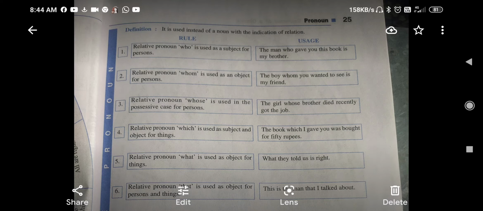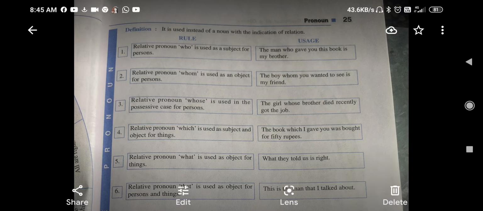Now relative pronoun. I have already told you about the relative pronoun. Definition: it is used instead of a noun with the indication of the relation, that is, it shows the relation, who, about whom you are saying. For example, relative pronoun who is used as subject for person. The man who gave me, that is, here it is used as a subject. Relative pronoun whom is used as an object. The boy whom you wanted, that is, it is here.